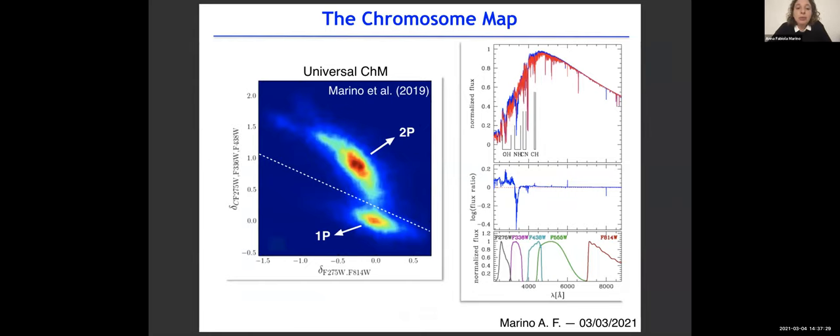Well, let me start with this diagram. This is a photometric diagram that we call the chromosome map, and it is actually the most powerful tool we have to analyze the multiple stellar populations phenomenon. This is a photometric diagram based on HST filters, and basically it is able to distinguish stellar populations with different chemical abundances. So we can have the first population here and the second population here. And this is due to the fact that in the ultraviolet we have the interplay of different molecules, for example OH, NH, CN, and so on.